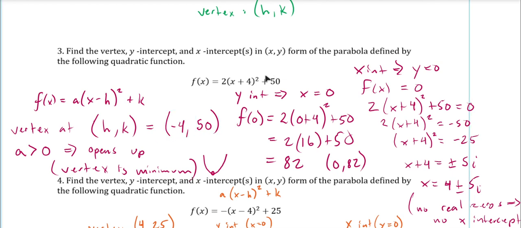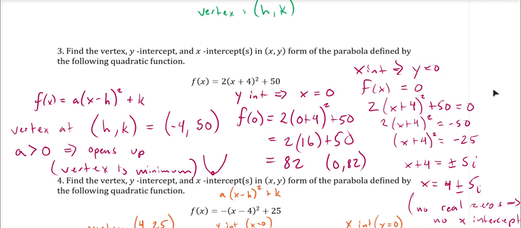Now, we should note, although it's not part of this question, it will be in subsequent questions, that this parabola opens up because this is positive, and therefore the vertex is at a minimum point. How do we find a y-intercept? Well, we just plug in the value x is equal to 0, which gives us 82. Therefore, the y-intercept is at (0, 82).